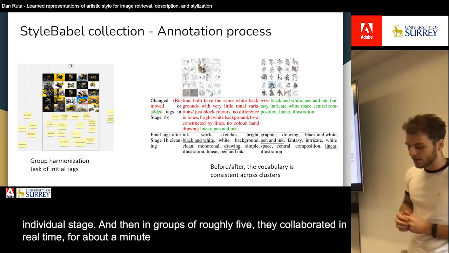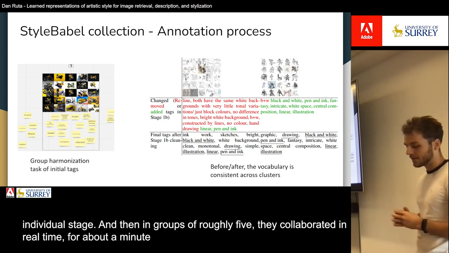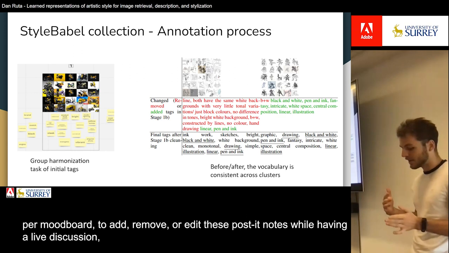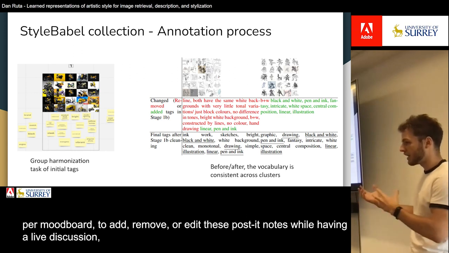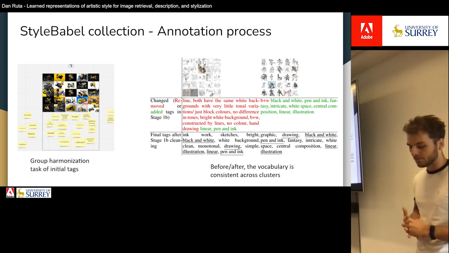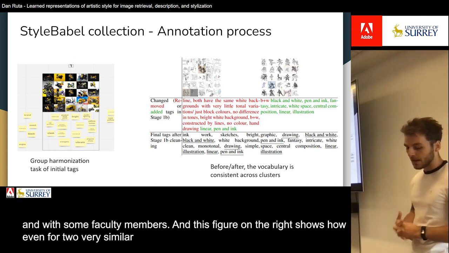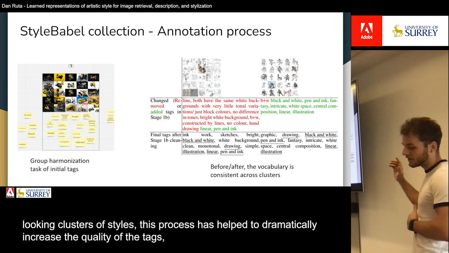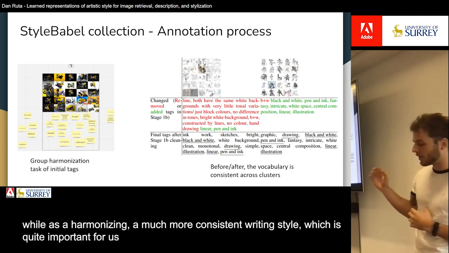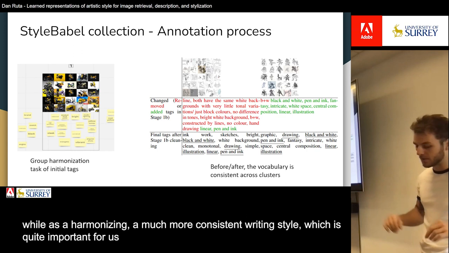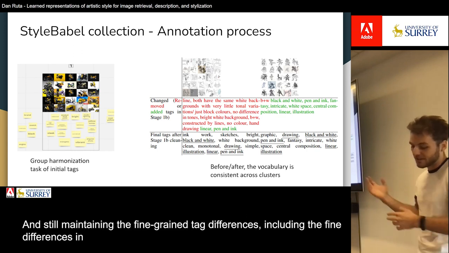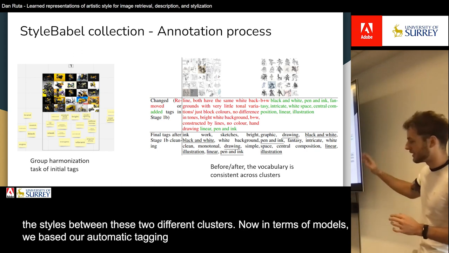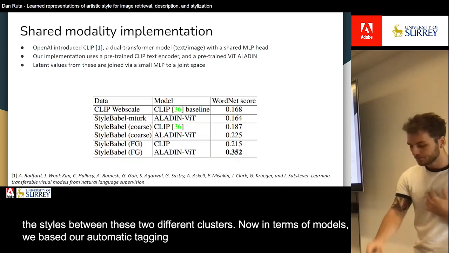And this mood board was pre-populated with some post-it notes containing some initial tags that we gathered from them in a previous individual stage. And then in groups of roughly five, they collaborated in real time for about a minute per mood board to add, remove, or edit these post-it notes while having a live discussion, again with some faculty members. And this figure on the right shows how even for two very similar looking clusters of styles, this process has helped to dramatically increase the quality of the tags while also harmonizing a much more consistent writing style, which is quite important for us. And still maintaining the fine grain tag differences, including the fine differences in the styles between these two different clusters.